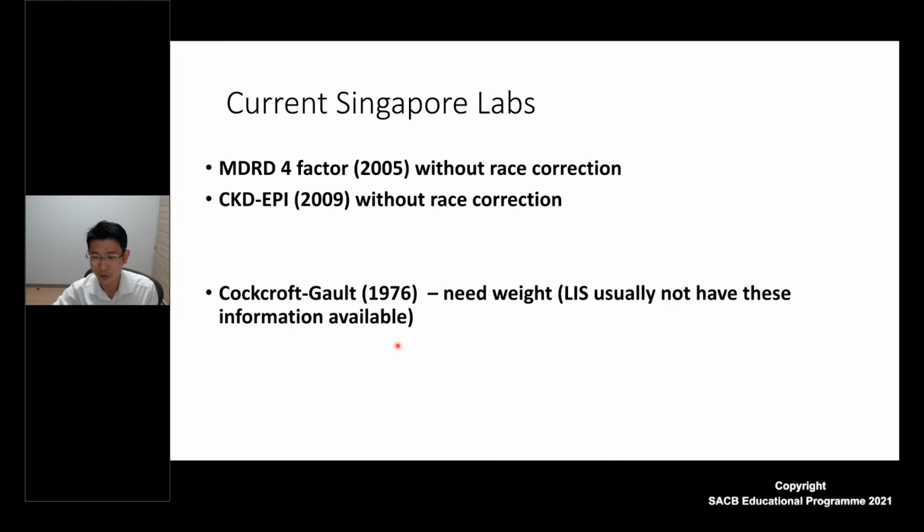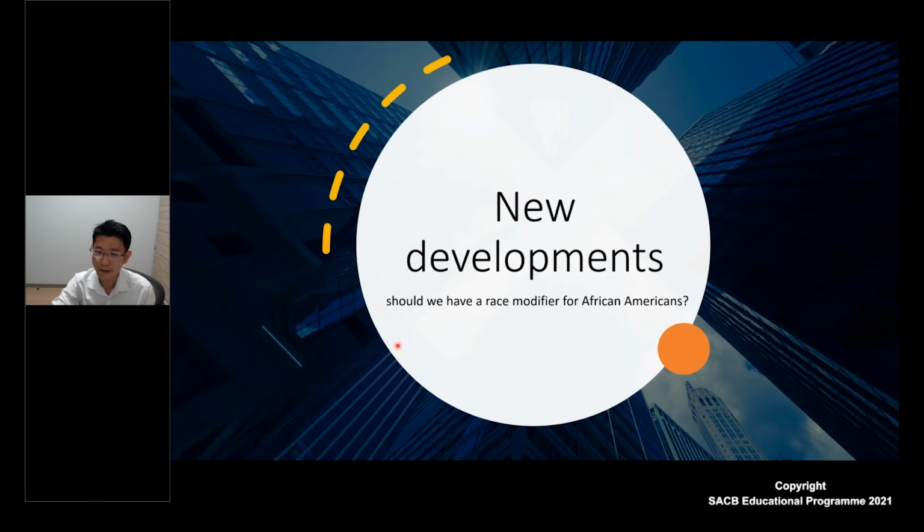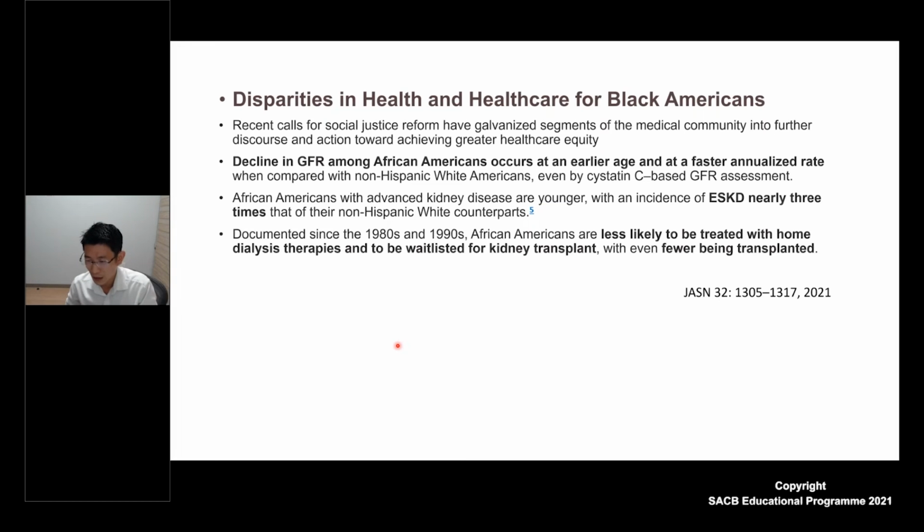But I know of at least one laboratory which provides an electronic order that specifically mentions, please key in the weight. This is quite new because of the Black Lives Matter movement in the past 2 years. In the past 2 years, there's been a lot of focus on whether we should have this race correction for African Americans. Over the past 2-3 years, they increasingly realized that African Americans are not getting the renal care that they should, as compared to whites. African Americans may have a decline in glomerular filtration rate at an earlier age and faster, and they have more incidents of kidney disease.